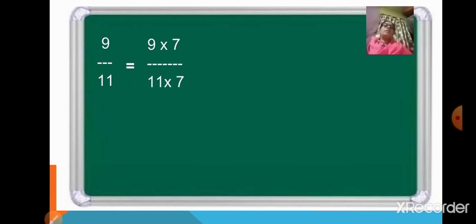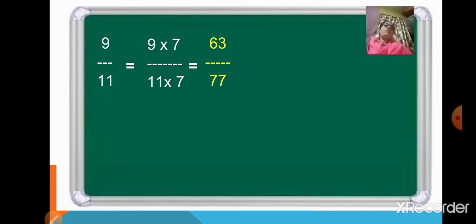Coming to the next fraction, that is 9 upon 11. Now 11 multiplied by which number will give you 77? That is 11 into 7 will give you 77. Now when you are multiplying the denominator by 7, you will also multiply 9 by 7, that is, the numerator also will be multiplied by 7. So your fraction becomes 63 upon 77.